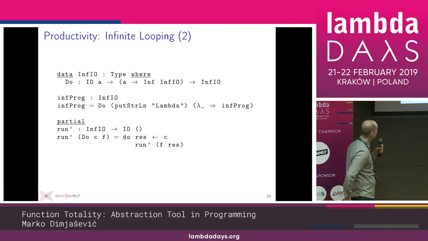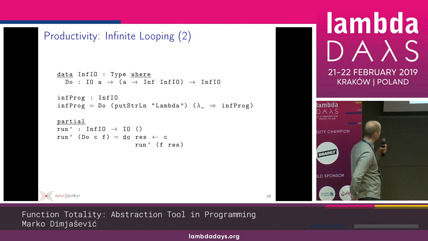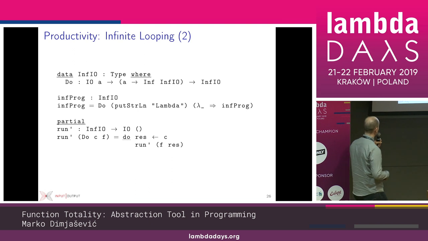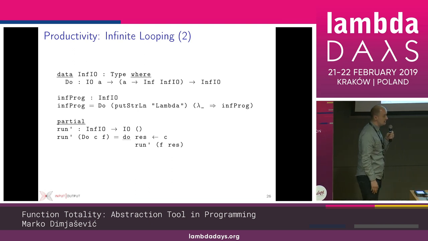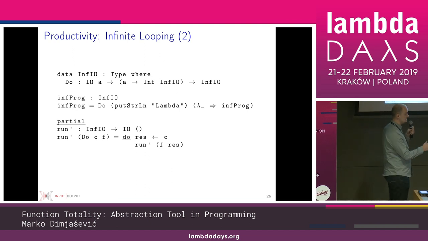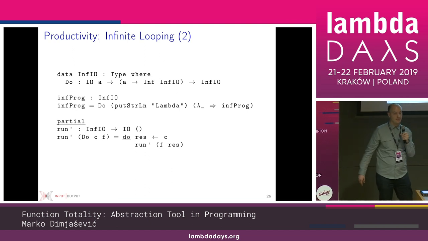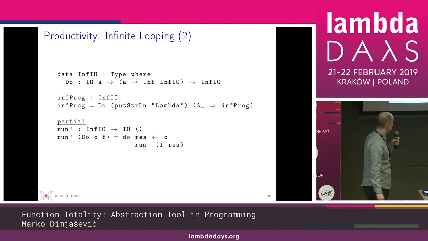And the bad version of our program that does this is called runtime here. It takes a program of type Inf IO and it turns it into an actual IO in Haskell. So how does it look like?